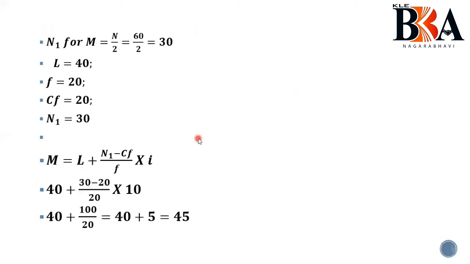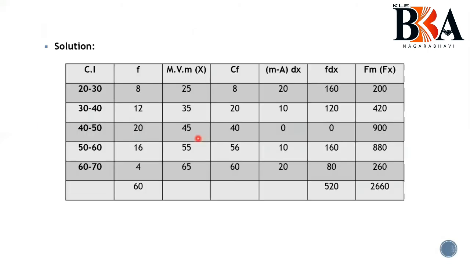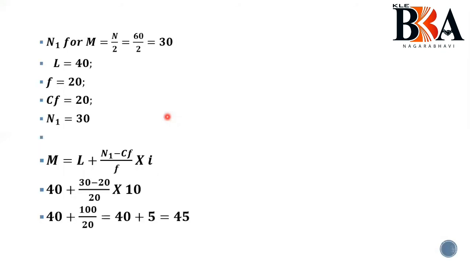First, as soon as you get the table, when you get the question, you have to solve through median. Firstly you have to get the N1 value. First make the table. In the table, the middle value, CF, DX, FDX and FX or FM. Fine. Get the total of frequency, get the total of FDX, get the total of FX or FM. Fine. When you get these totals, you have to go for the solution. For that N1, the median has to be found, that is N divided by 2. You have got the frequency, so dividing it you get 30. Fine. Using the 30, you can get the values of F, L, CF and N1. Fine. Execute that one. When you execute, you get the median value, that is 45 here.